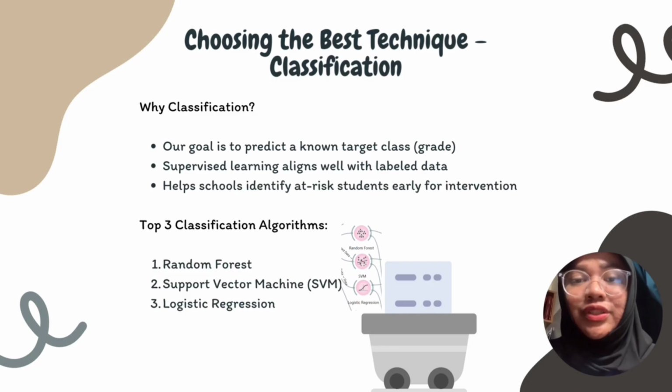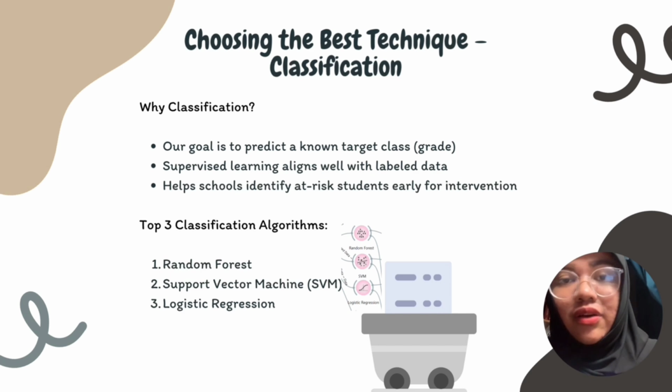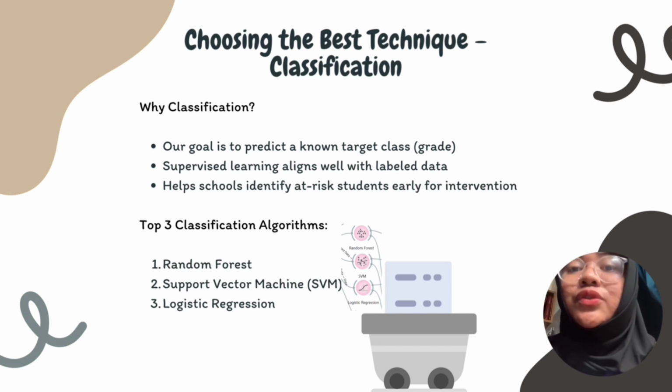Out of the three, we chose classification as the best technique for our problem. That's because we have labeled, large data, we already know the student grades, and we want to predict this grade for new students. Classification helps schools identify which students might be at risk and allows for early intervention. We selected three top algorithms to test, which are random forest, support vector machine or SVM, and logistic regression.